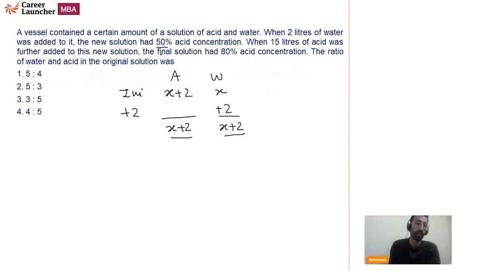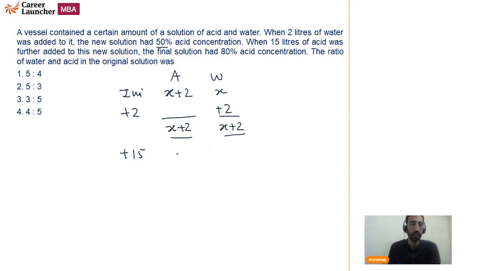That is what a 50% acid concentration means, right? 50% means 50% is acid and 50% is water. The quantities of water and acid are equal. So we can start from here, and then we can say that initially acid must have been 2 liters more. Lovely. Water 2 liters less. And then the question goes on to say, when 15 liters of acid is further added to the solution, the final solution has 80% acid concentration.